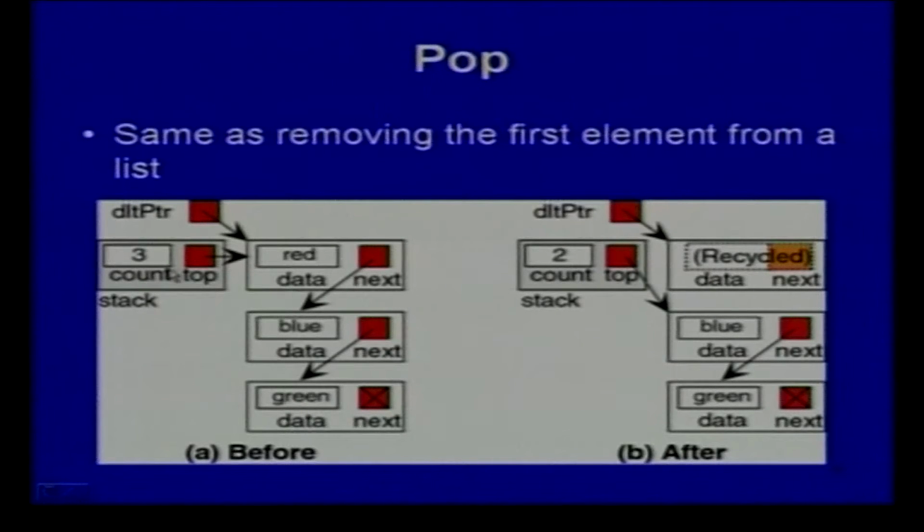So, what you do is you make the top now point to blue, okay, and that is it. So, now you can access the stack only through this. Now, you have a node which is sort of dangling. So, this can be recycled. So, you make a pointer to point to this node so that it can be recycled. So, this is the pop operation.